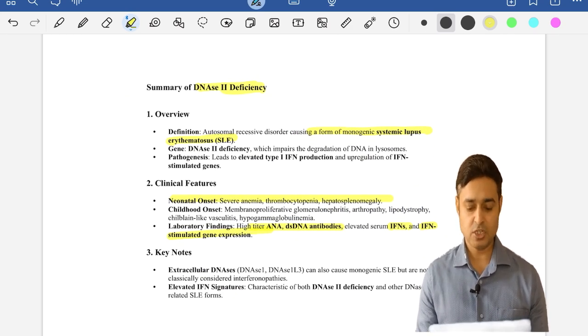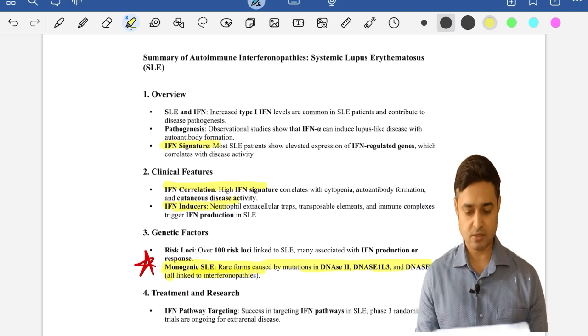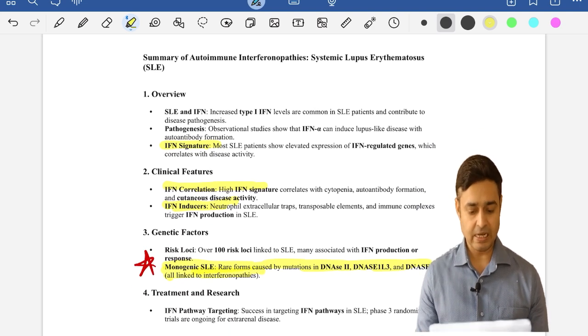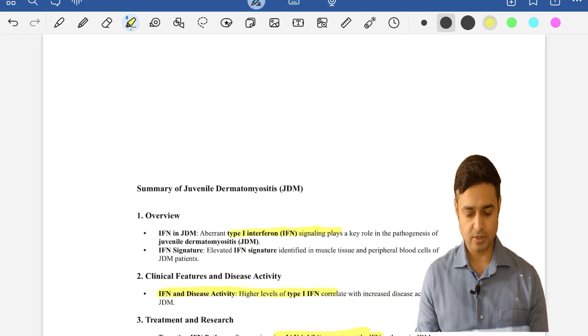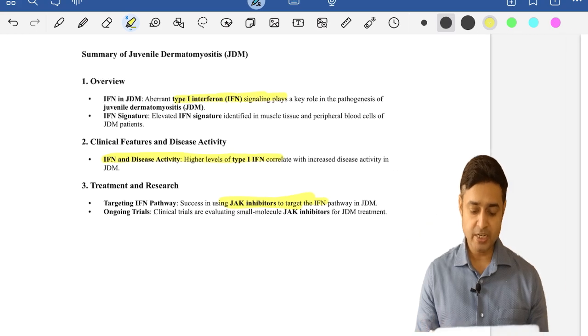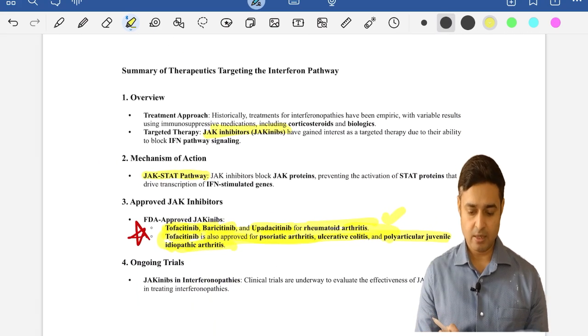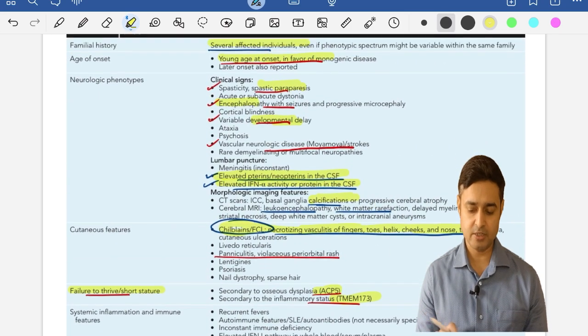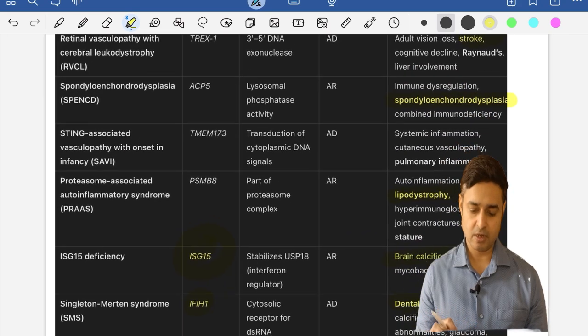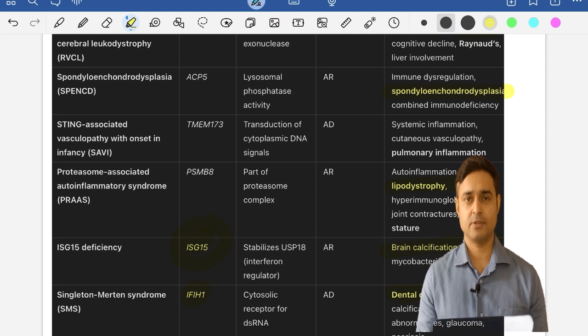DNASE2 deficiency mimics monogenic SLE, and this is severe anemia, thrombocytopenia, hepatosplenomegaly, and ANA, double stranded DNA antibodies, interferon stimulated gene expressions. So monogenic SLE is associated with DNASE2, DNASE1L3 and DNASE1, all linked to interferonopathies. JDM is also associated, and treatment is JAK-STAT pathway inhibitors. You can remember these drugs which are highlighted, and these tables. You can go through these tables once you have revised all these.